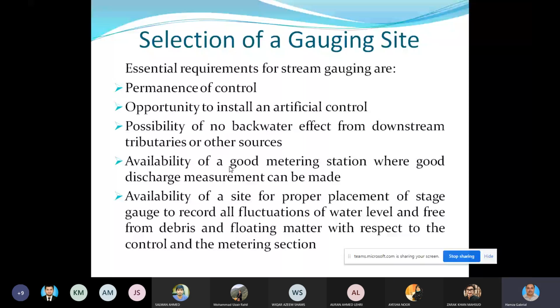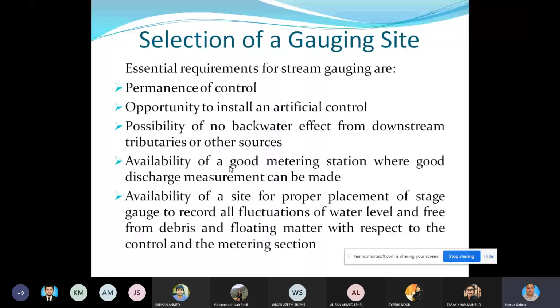Then there should be opportunity to install an artificial control in case no natural control exists. So there should be opportunity that we can either construct a small dam or install some weir or install a flume, so that we have an artificial control.